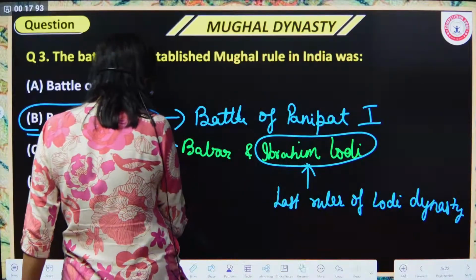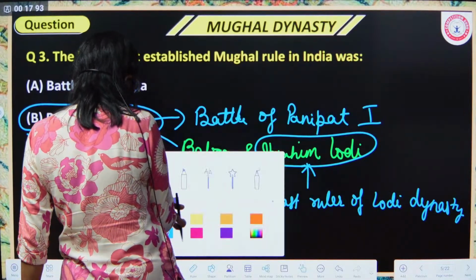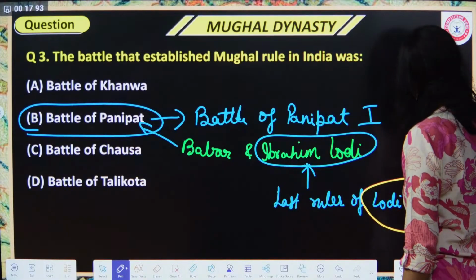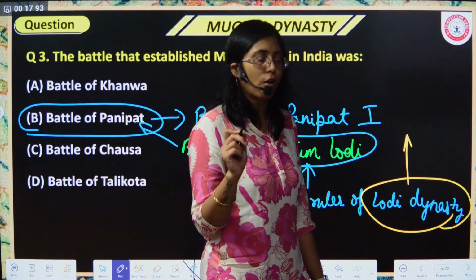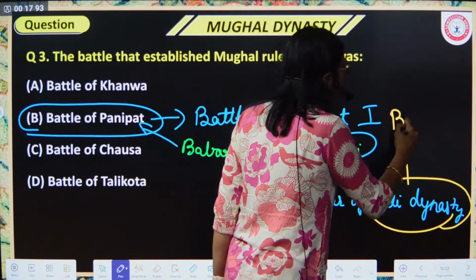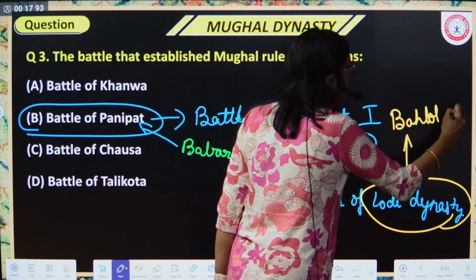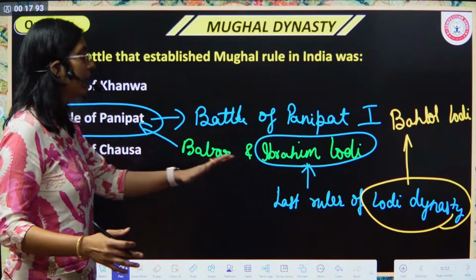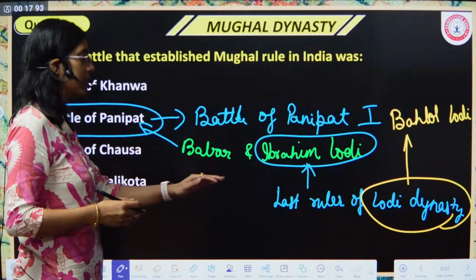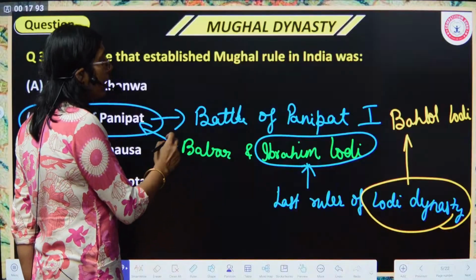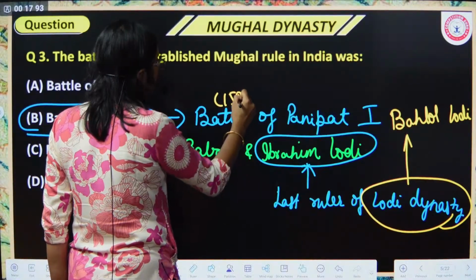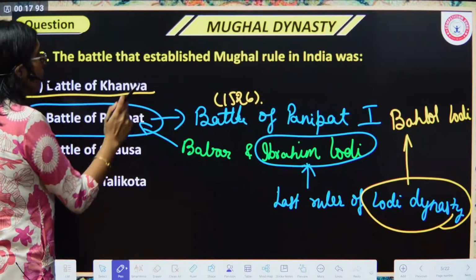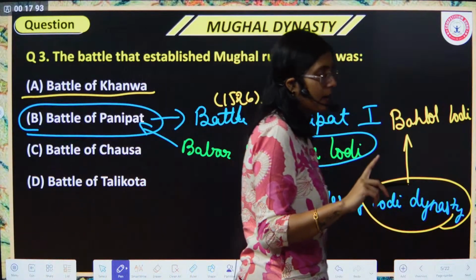Now, you should also know who is the founder of this Lodi dynasty. Please do comment who is the founder of the Lodi dynasty. It was Behlol Lodi. Right. So these are the linked events which you should understand at the time of revision. When did the Battle of Panipat happen? It was in 1526. Now, the Battle of Khanwa was fought between Babur and Rana Sanga.